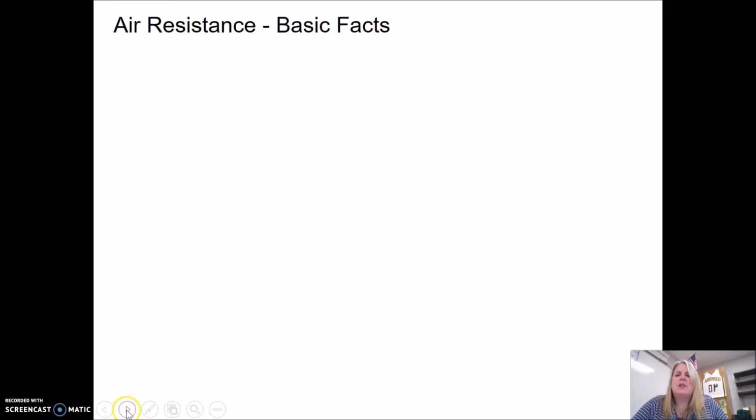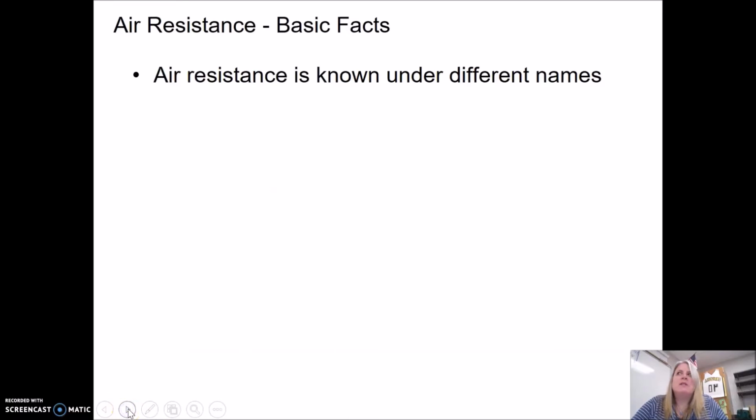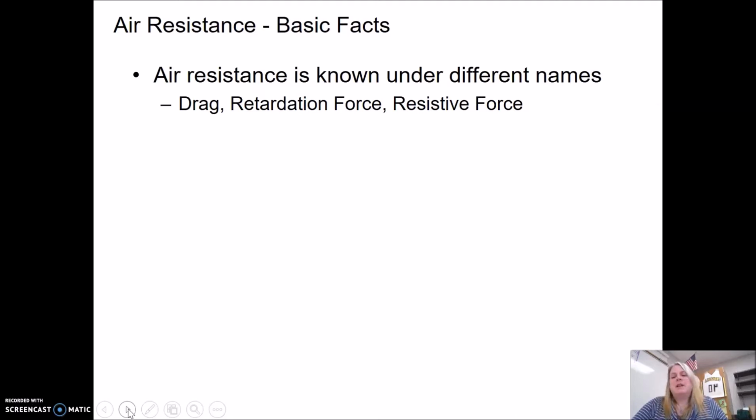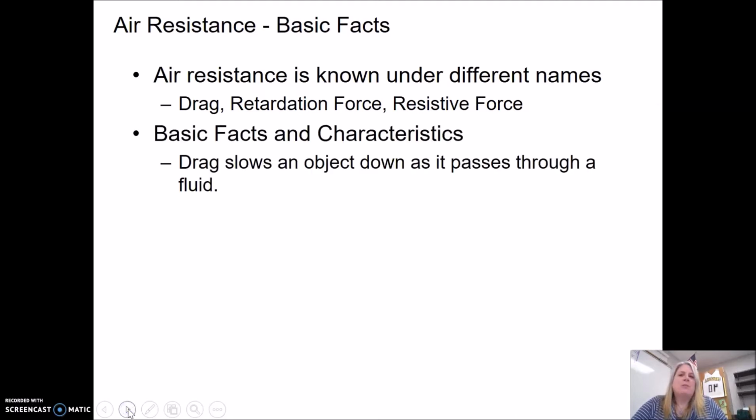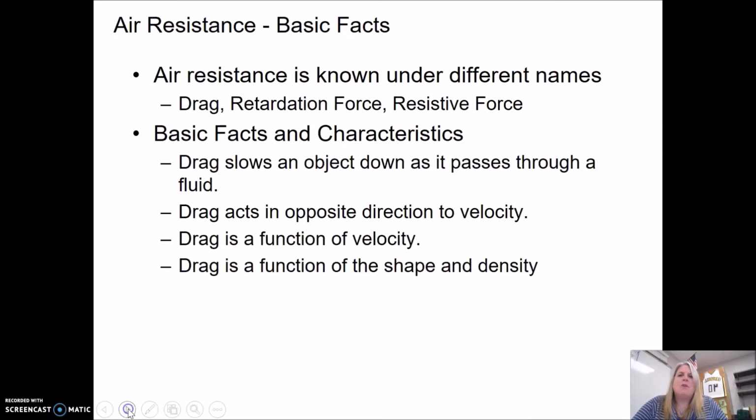So let's talk a little bit about air resistance. Air resistance is known by a couple names, but I like to call it drag because it literally is a drag. A lot of times we're going to call it a resistive force in problems. But basically it slows down an object as it passes through a fluid. And a fluid isn't just a liquid, it could also be a gas like air. Drag always acts opposite to the direction of velocity. So it's kind of like friction in that way.